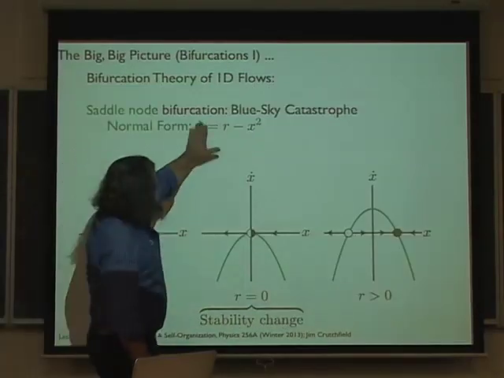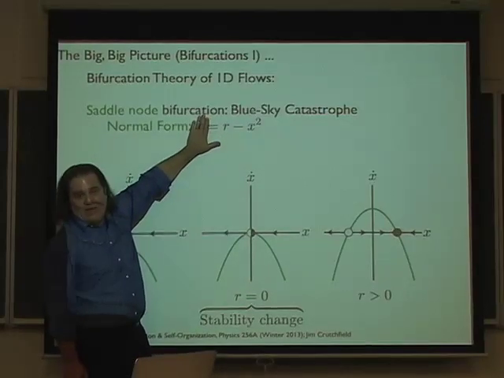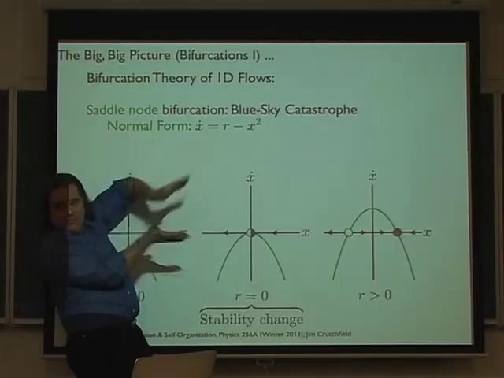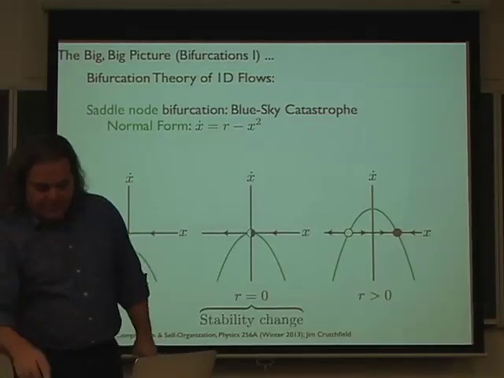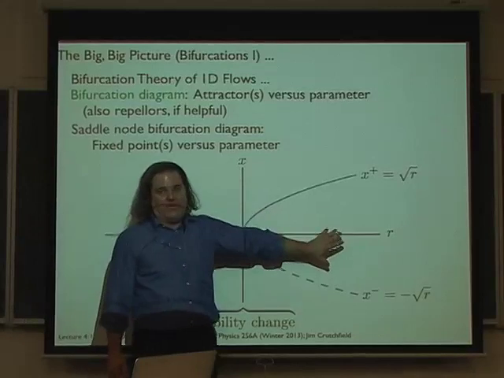Just looking at this equation, setting this equal to 0, I can solve the x values that make that 0, and it's plotted now as a function of r. And that's why we know it has that kind of parabolic shape. So no fixed points, now two fixed points.